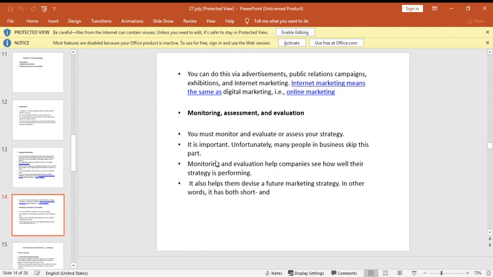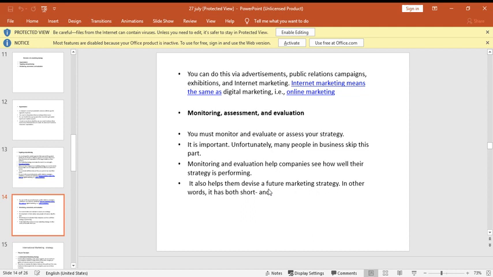And coming to what is monitoring and evaluation. You must monitor and evaluate or assess your strategy. It is important. Unfortunately, many people in business skip this part. Monitoring and evaluation helps companies see how well their strategy is performing. That means we have to take the feedback. We have to monitor day to day, and we have to be in an updated position. It also helps them devise a future marketing strategy.